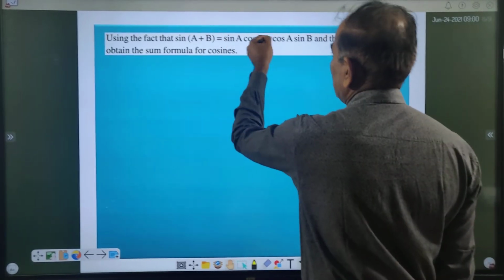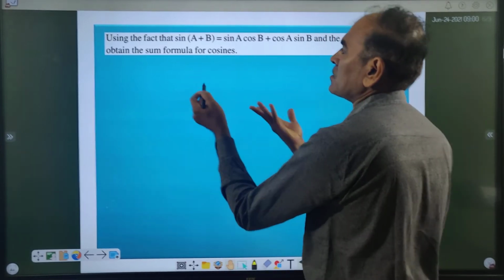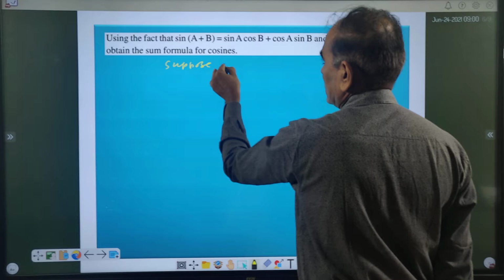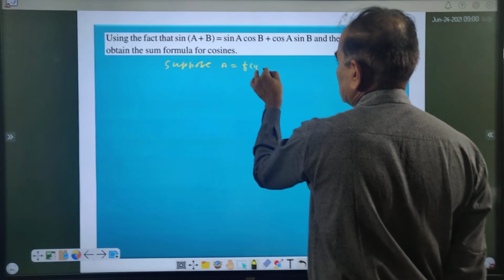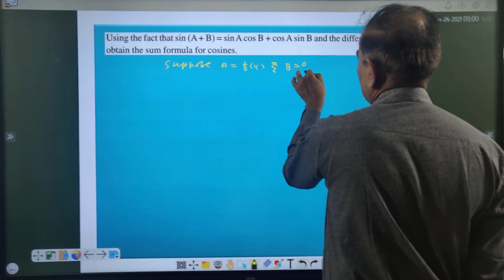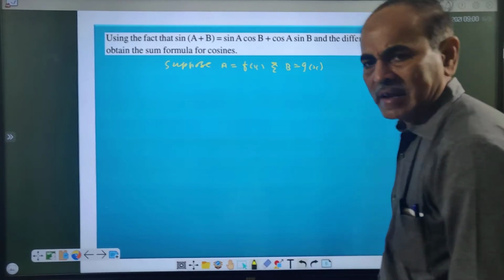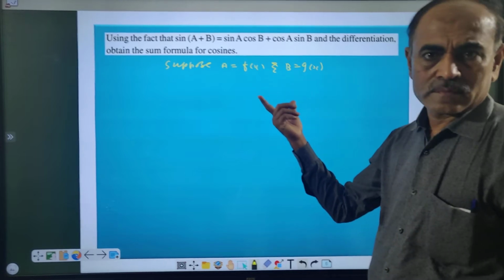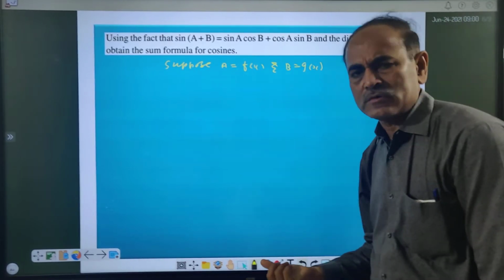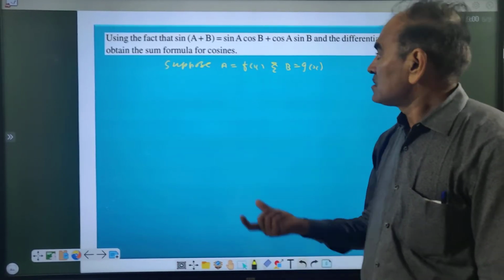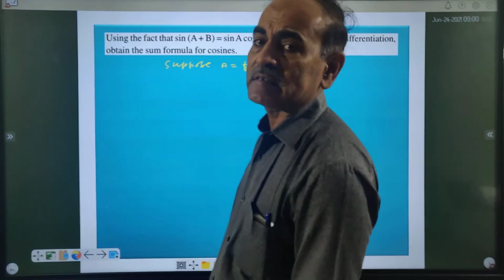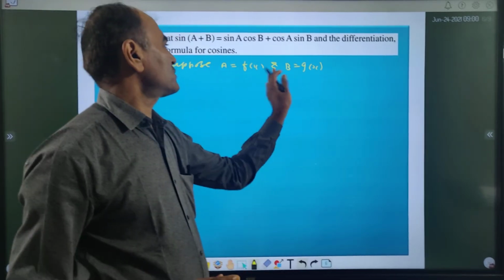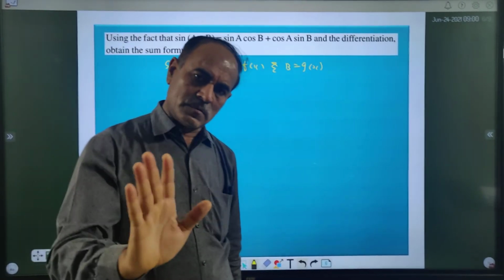So, how to do this type of sum? We don't know what a and b are. Suppose that both are functions of x. Suppose a is a function of x and b is also some function of x. You can take any variable: you can write t, theta, or y also. If I take a and b both as functions of x, then we need to differentiate with respect to x. If I write both as functions of t, then we need to differentiate with respect to t.